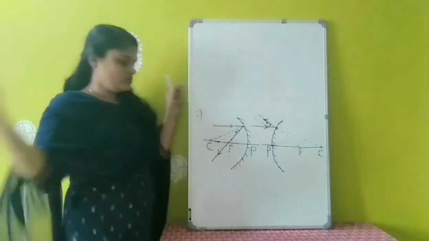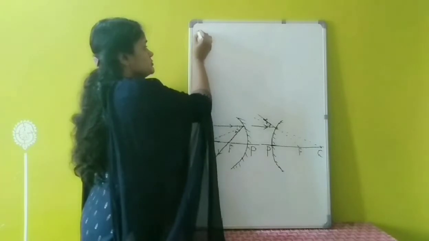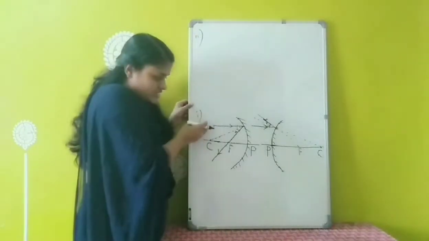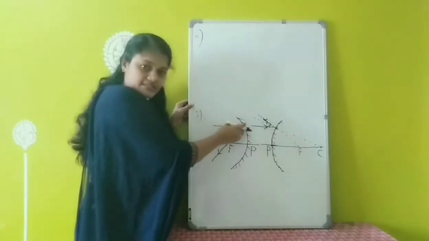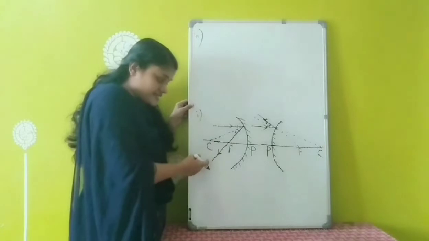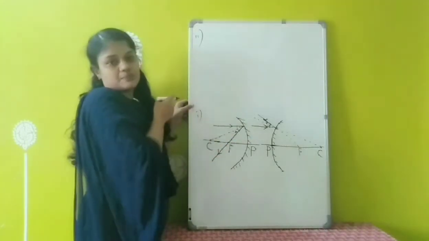Now, second rule. It is just opposite of the first rule. First rule what we said, a light ray passing parallel to the principal axis after reflection passes through the focus. So second rule is a light ray passing through the focus after reflection passes parallel to the principal axis.